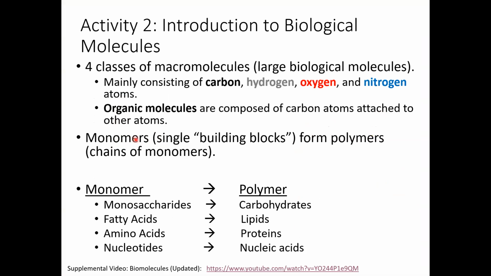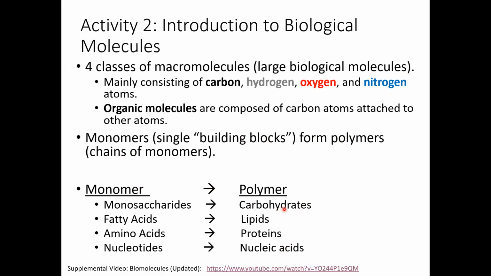Monomers are essentially the building blocks that, when they come together in multiples, will form polymers. Polymers are chains of monomers. Monomers are the individual building block. And all our macromolecules are considered polymers. Our macromolecules are carbs, lipids, proteins, and nucleic acids, and they are all composed of the following monomers.